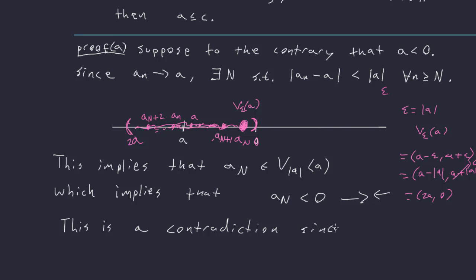since by hypothesis a(n) is greater than or equal to 0 for all n in the naturals, and we just found that not only is a capital N less than 0, every a(n) past it has to be less than 0 because it has to be in this epsilon neighborhood here. Okay, so this is a contradiction. Therefore, a must be greater than or equal to 0.